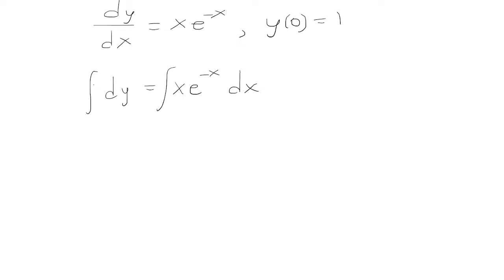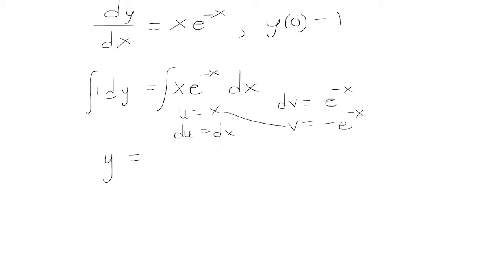So the antiderivative of 1 is just y. And for this one, you have to use integration by parts. So we're going to let u equal x. That means du is dx. dv is e to the negative x. And v is negative e to the negative x.